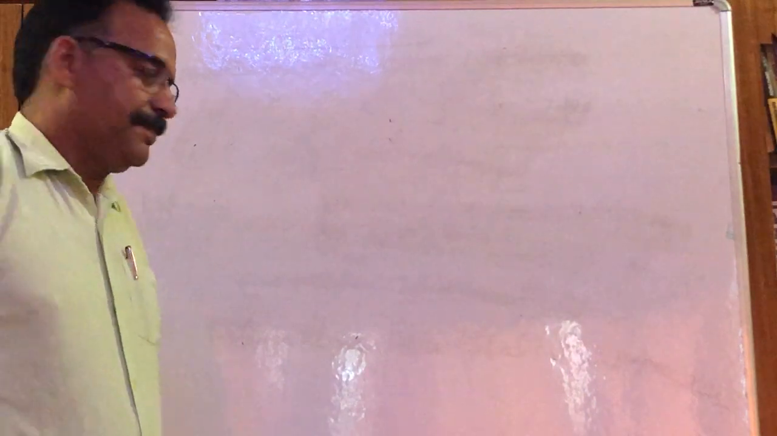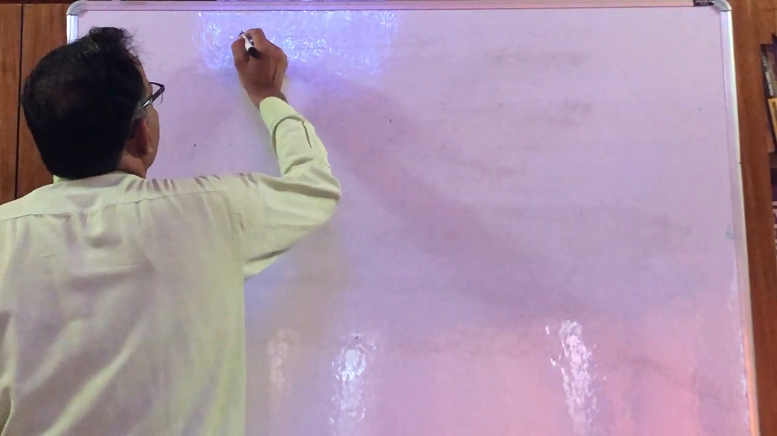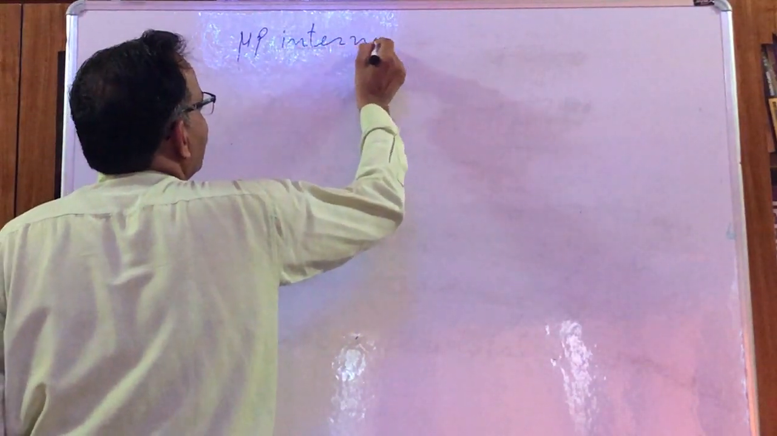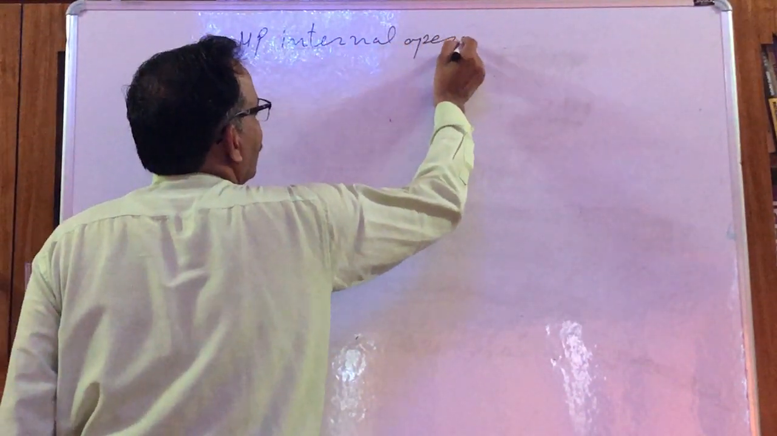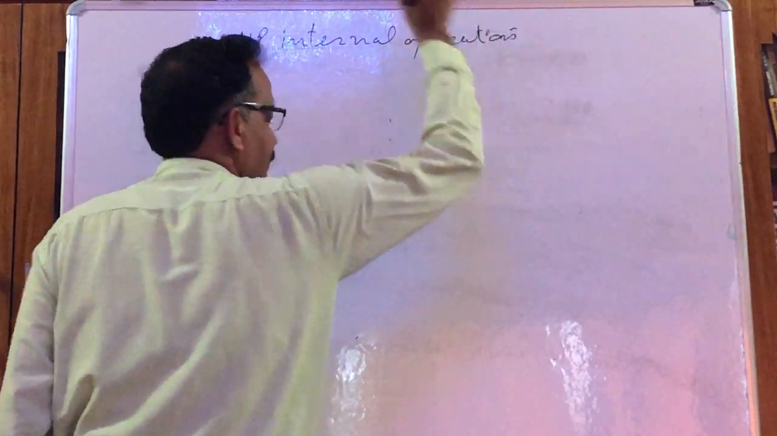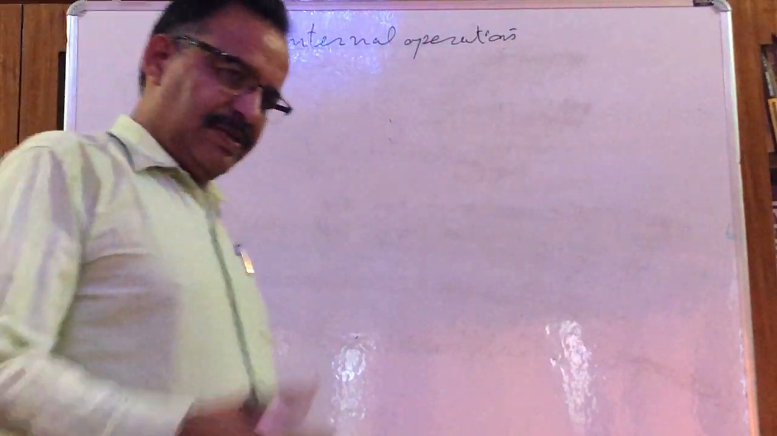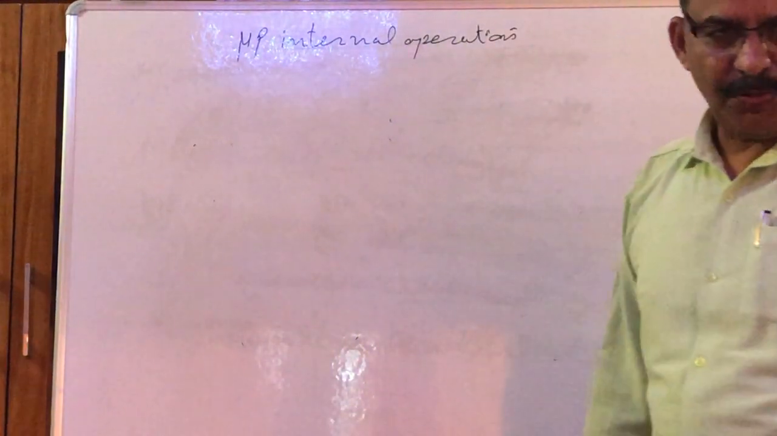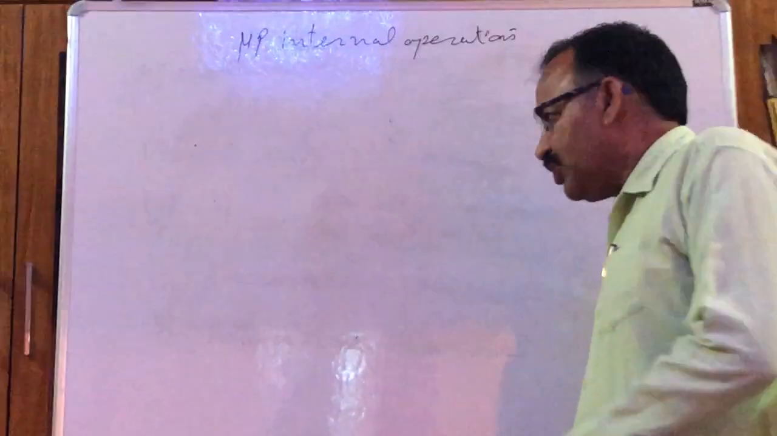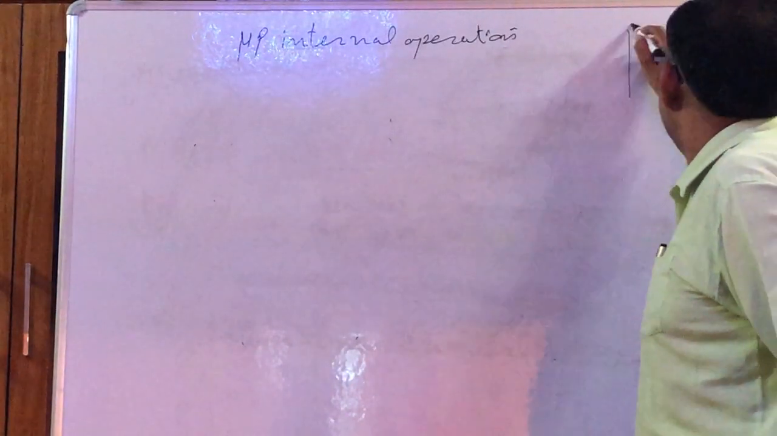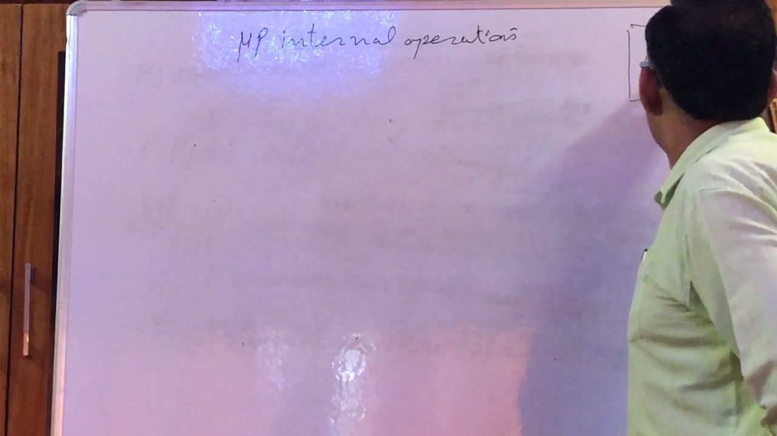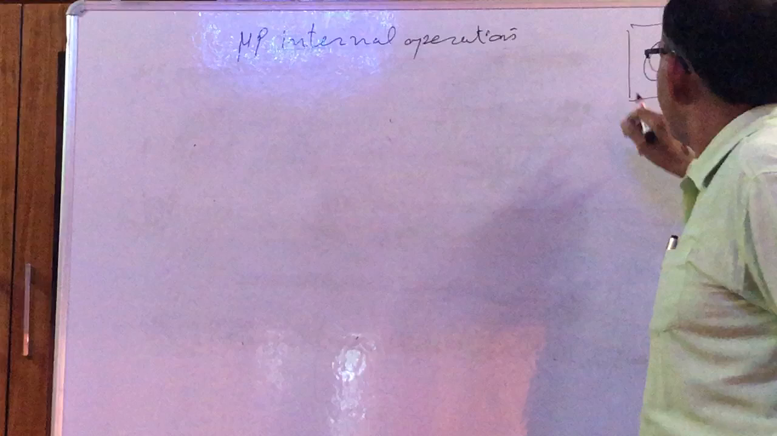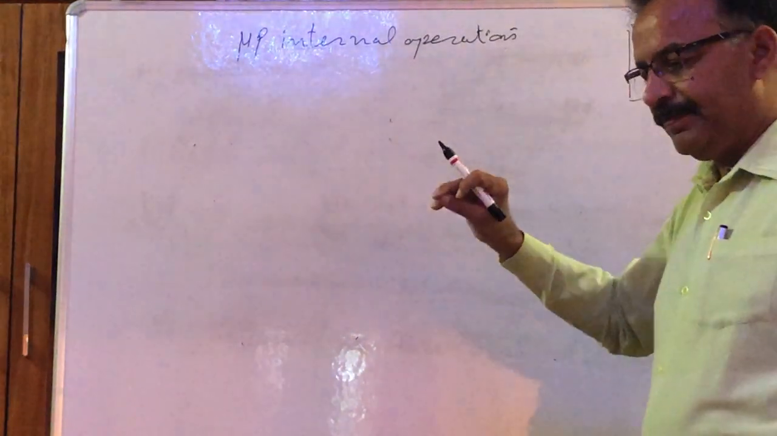Now the second operation, that is microprocessor internal operation. Microprocessor internal operation can be further categorized into different operations. What operations does the microprocessor have to do internally? The operations which are performed by the microprocessor internally.